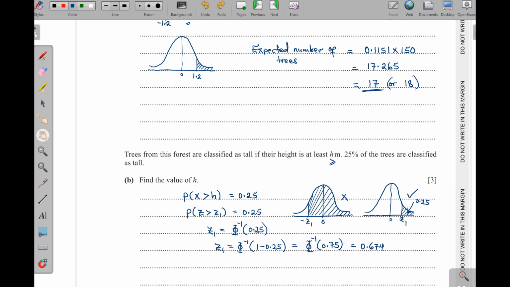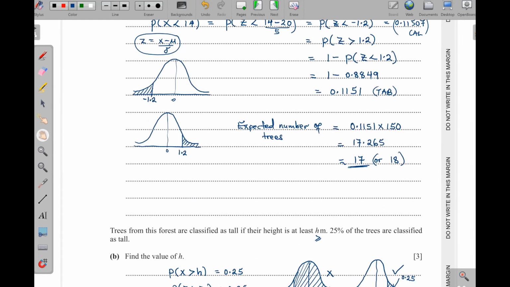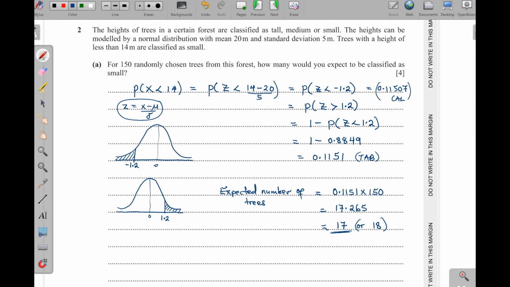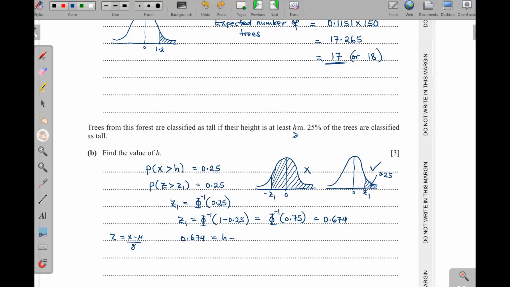All right. Now, again, we know that z is equal to x minus mu out of the standard deviation. So our z is 0.674, which is equal to the x value, which is now going to be this h, then minus the mean. Mean was given as, was it 20? Yes, mean is 20. Standard deviation is what? 5. So 20, and then the standard deviation here is 5.